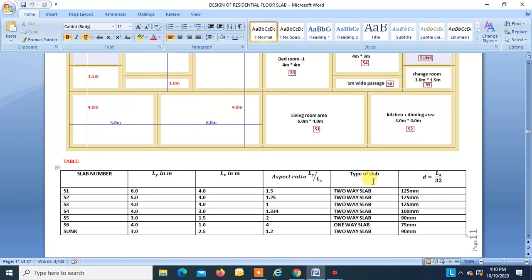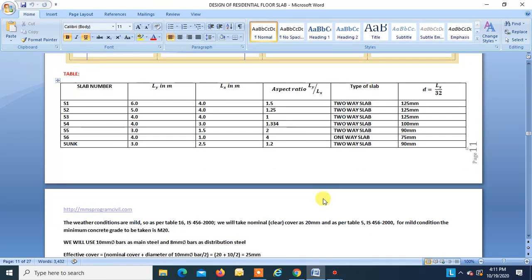We will assume the effective depth D as Lx by 32. This D is the effective depth. So this turns out to be 125 mm, 125 mm, 125 mm. For S4 the effective depth is 100 mm. S5 the effective depth is 90 mm. S6 the effective depth is taken as 75 mm. And for the sunk slab the effective depth is taken as 90 mm. This is how we assume the effective depth of each slab.